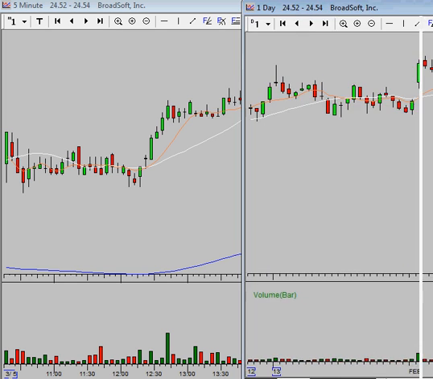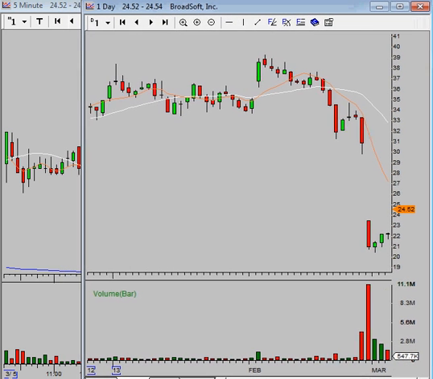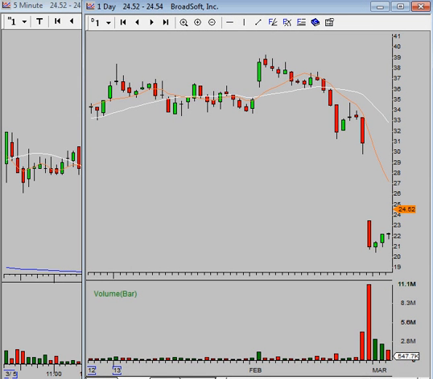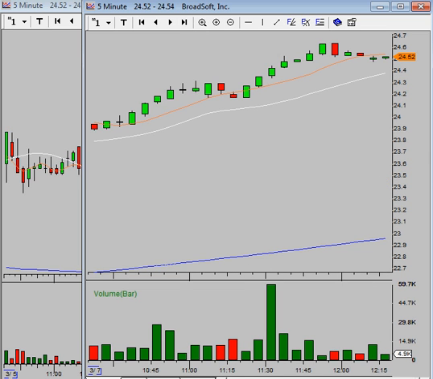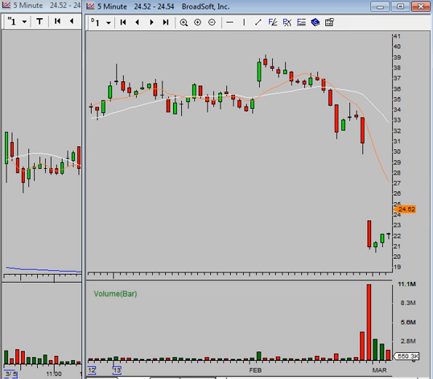So let me go over this. The one I was talking about yesterday was Broadsoft, and this was the daily pattern on Broadsoft. The entry was a 60-minute counterplay, which is what we call it when the stock is way away from the moving averages. If it breaks above the previous day's high, we're looking for an entry. So that was yesterday on Broadsoft, and this is what occurred.